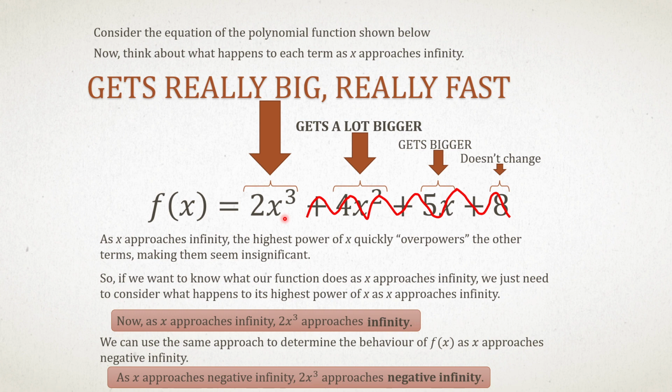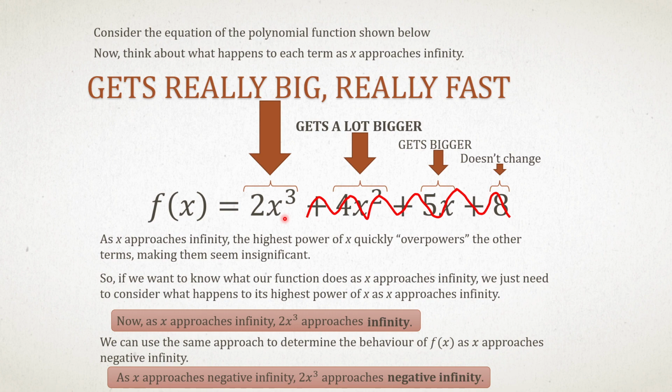This is very much like what you see with the graph of y equals x cubed. On the right side, the y values are going up to infinity. On the left side, they're going down toward negative infinity. So we know what happens for y equals 2x cubed, the ends of that particular function.